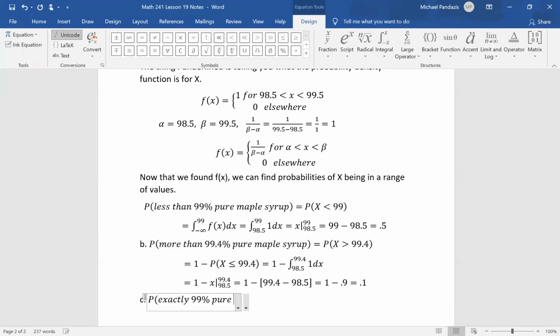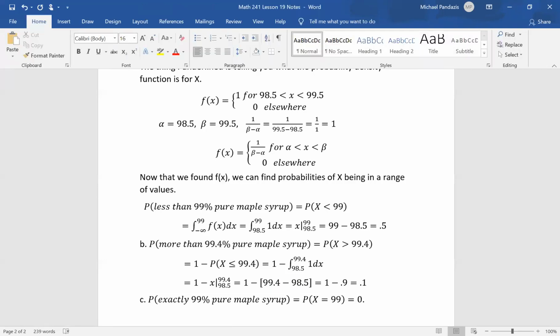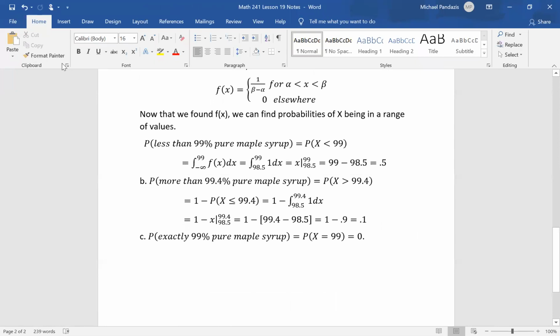Okay. C, the probability of exactly 99% pure maple syrup is equal to the probability that capital X is equal to 99. And that's equal to 0, because for a continuous random variable, the probability that it takes on any specific value is 0. It has to take on a range of values to have a positive probability.